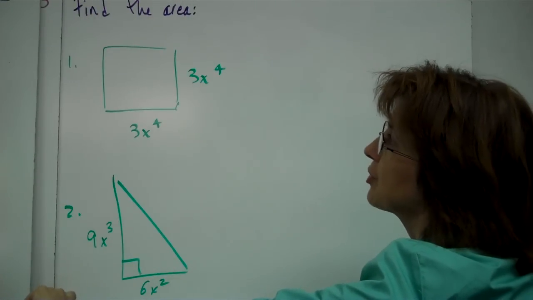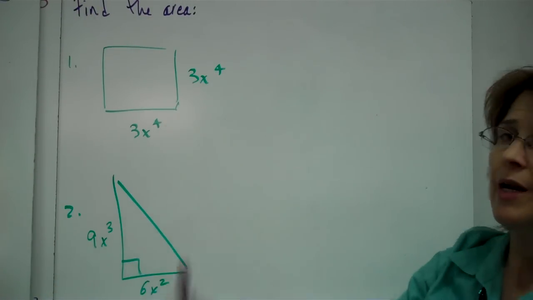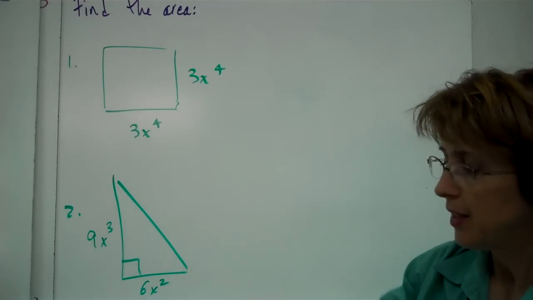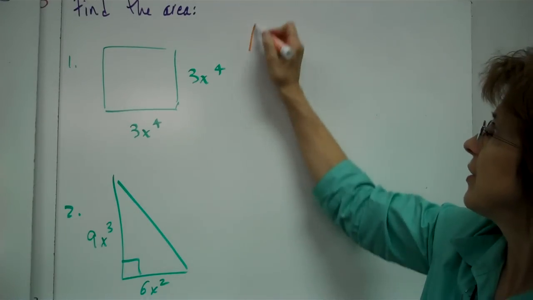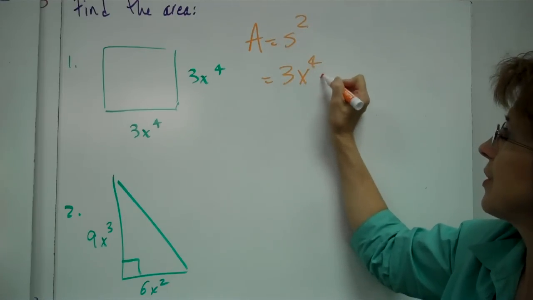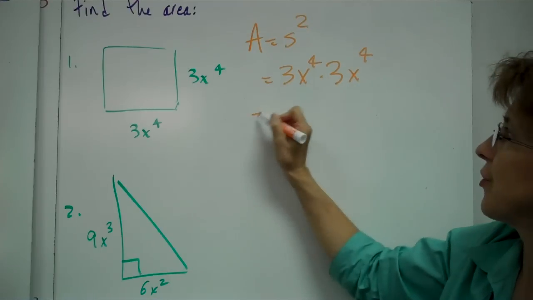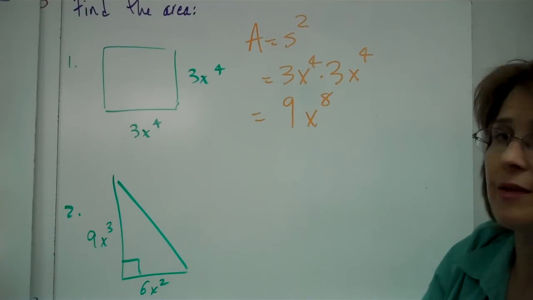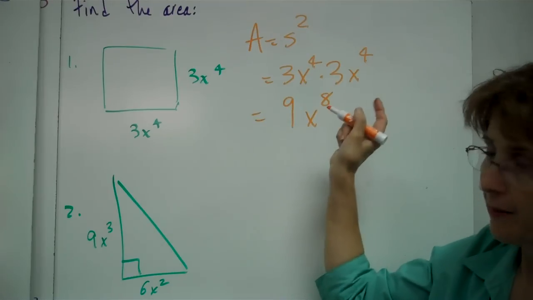Sometimes now you're going to put some geometry into it. And it says find the area. Remember, the way to find the area is the length times the base, or the side times side. Here I have a square, so the area is going to be the side squared. So in other words, it's going to be 3x to the 4th times 3x to the 4th. So 3 times 3 is 9. X to the 4th times x to the 4th is x to the 8th. Not 16th. Remember, you've got to add them.